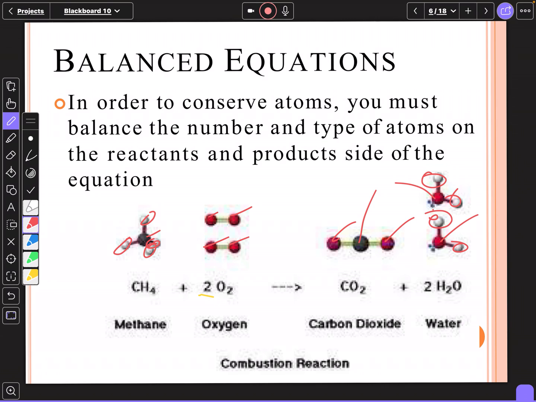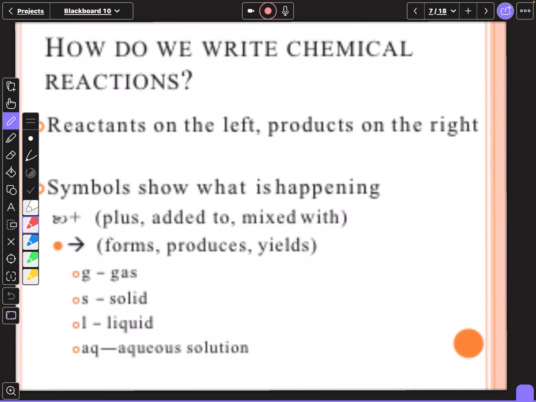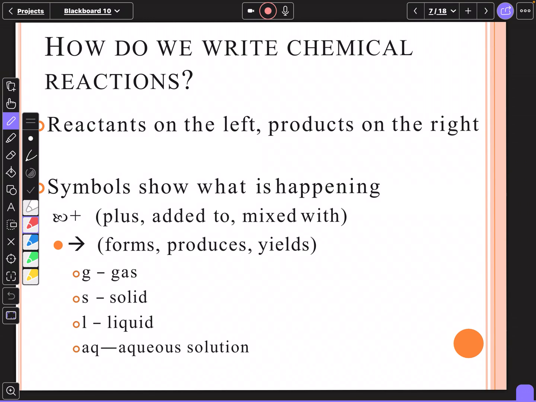So the coefficients here are going to allow us to balance these equations. Without the coefficients, it wouldn't be balanced. So how do we write chemical reactions? Reactants are on the left, products are on the right of the arrow. Symbols show what's happening. The arrow means forms or produces, and if you see a G, it means gas, S, solid, L, liquid, AQ is aqueous solution, something that's dissolved.